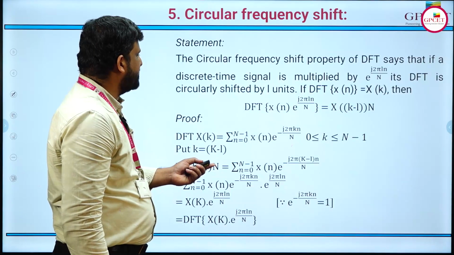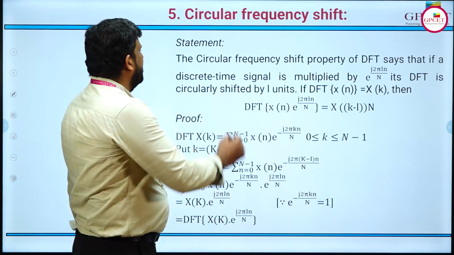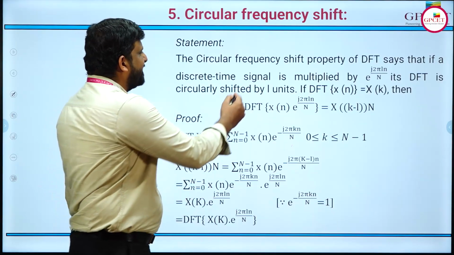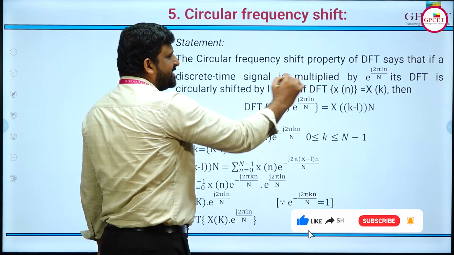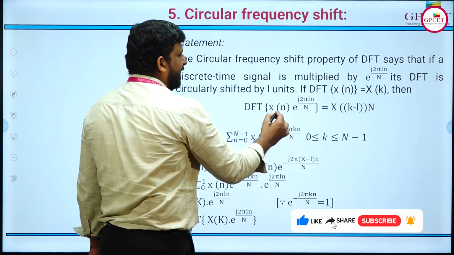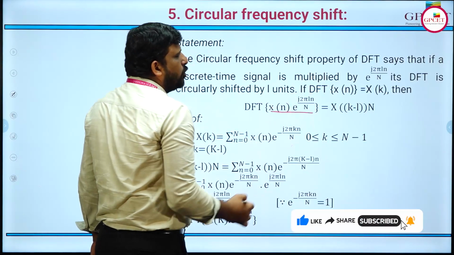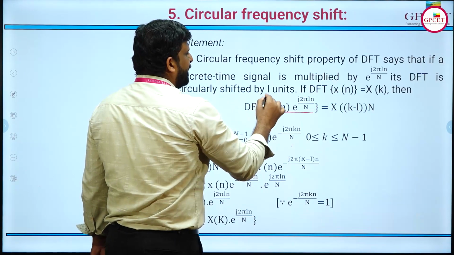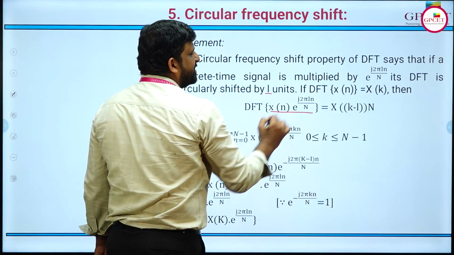Similarly, circular frequency shift. The circular frequency shift property of DFT says that if a discrete time signal x of n is multiplied with e power j 2 pi l n by capital N, it is circularly shifted by L units. It should be circularly shifted by L units.